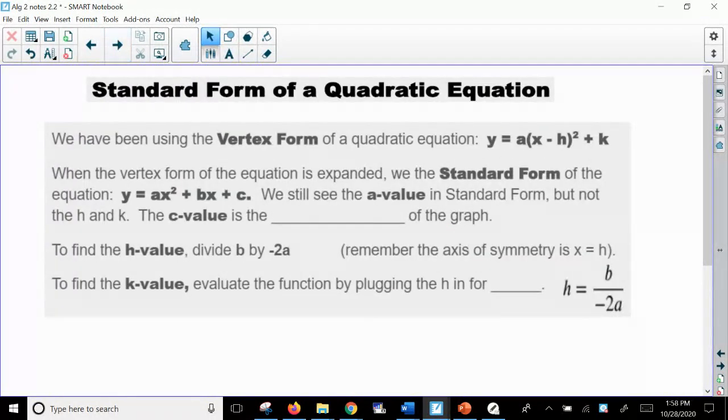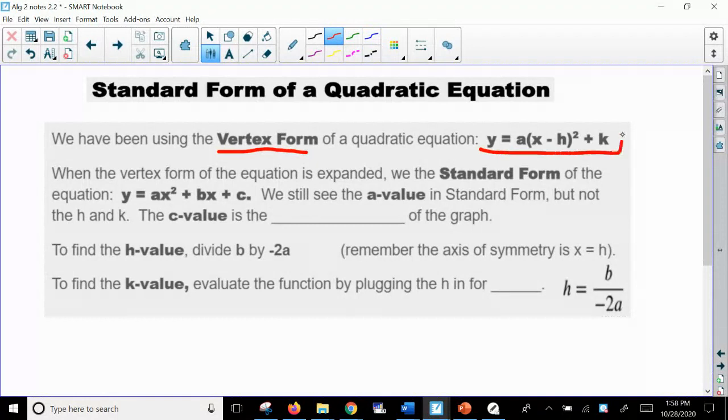So, like I said earlier, vertex form of a quadratic equation looks like this. And that's when you have the x in parentheses with another number and then something else on the outside. All you have to do is look at the equation to find the vertex because you should see the h and the k.